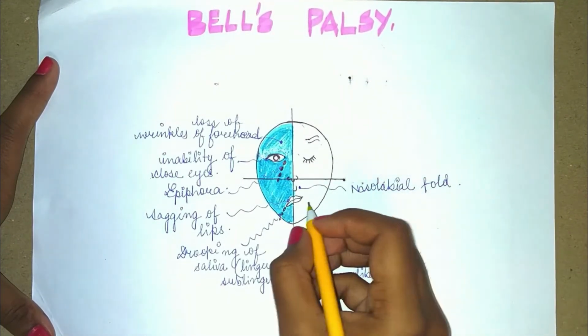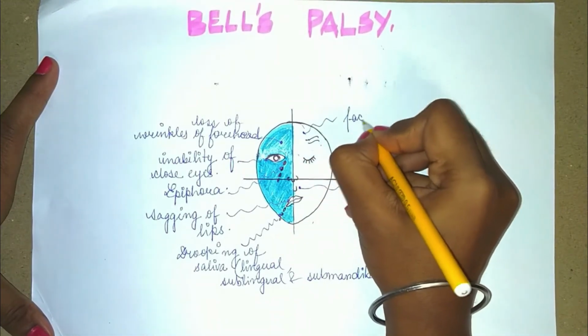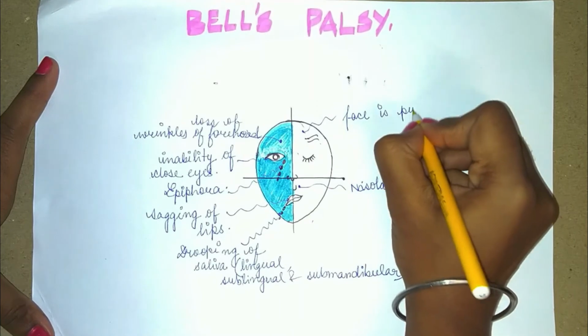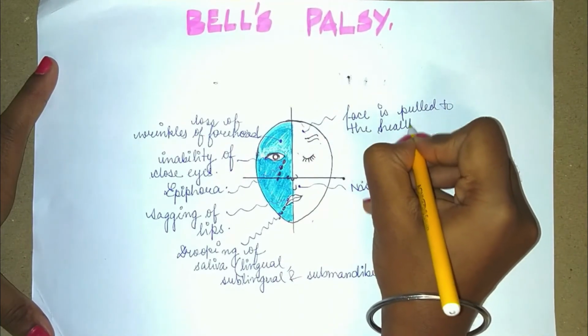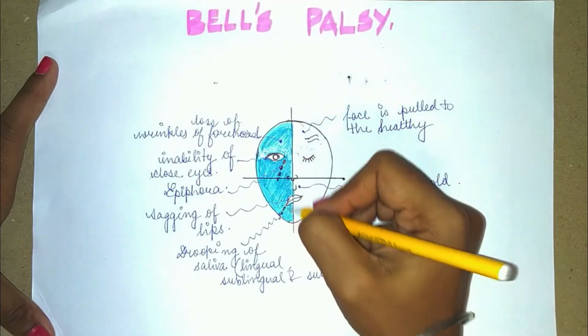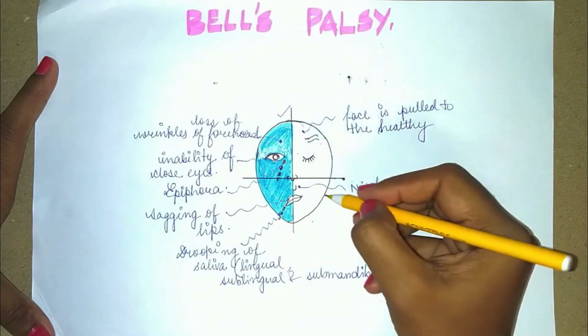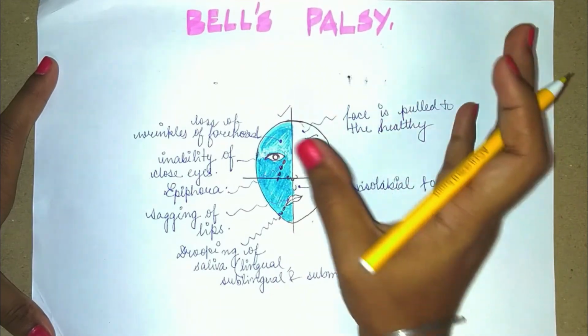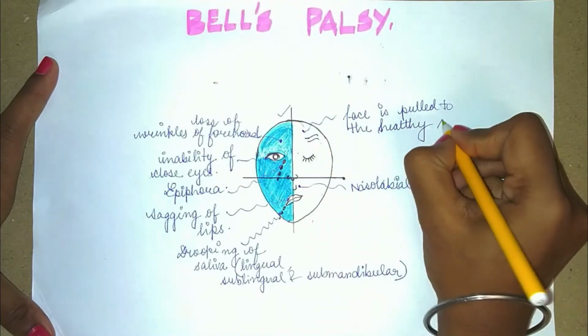The next point is that the face is pulled to the healthy side. So as this side is affected, I have colored it with blue. This side is the affected side and this side is the normal side. The affected side is pulled downwards, whereas the face is pulled towards the healthy side.